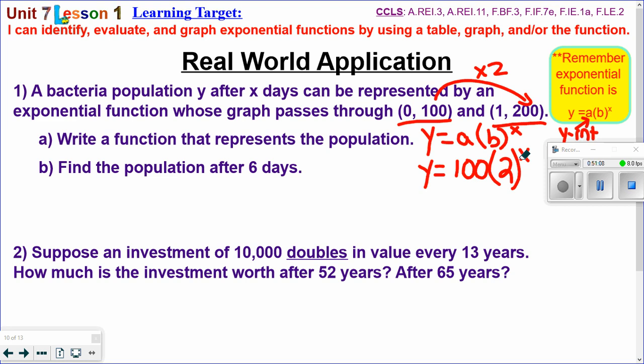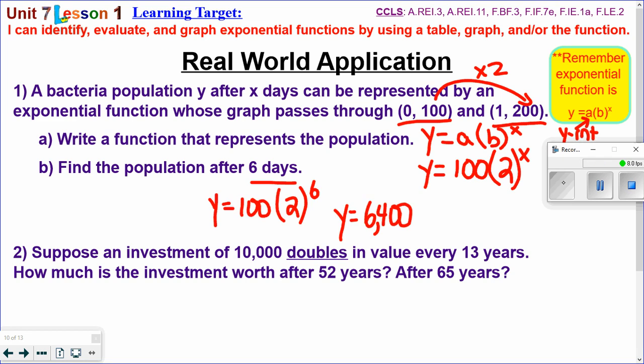And that's basically it. If it says find the population after 6 days, pause it and see if you can get that answer. Substitute that 6 in and pause now. If you had 6,400, you are correct.